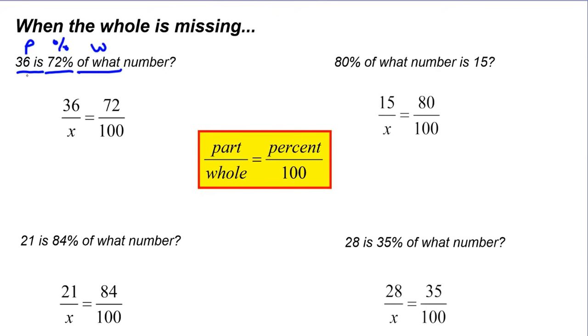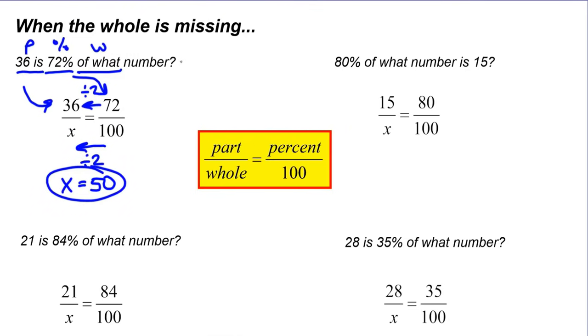So then I plug in my pieces here. There's the part, here's the percent, and the whole is missing. So again, there's a nice horizontal relationship here. 72 divided by 2 is 36. So 100 divided by 2 will tell me my answer, and 100 divided by 2 is 50. So there's my answer. 36 is 72% of 50.